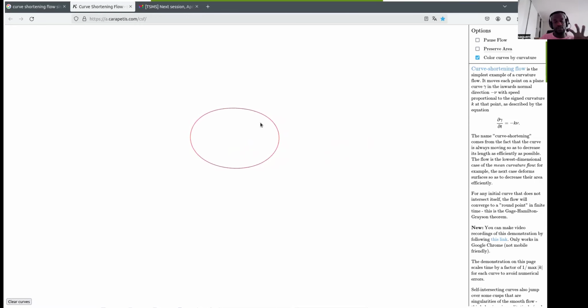If I zoom out, sorry, actually, the point disappears. The convergence to a round point means that you're going to converge to a point, and then the point is going to disappear. I forgot this step. The point will disappear instantly. But if you zoom this point, the curve will not disappear. It will just converge to a circle.